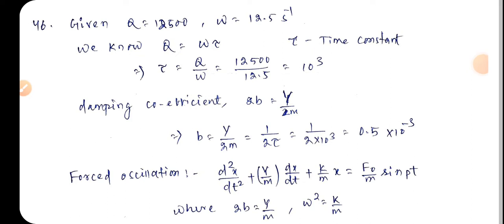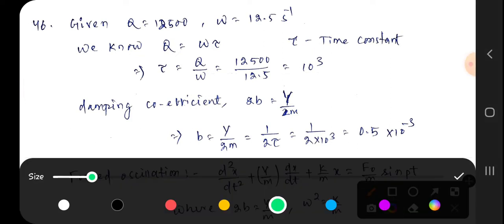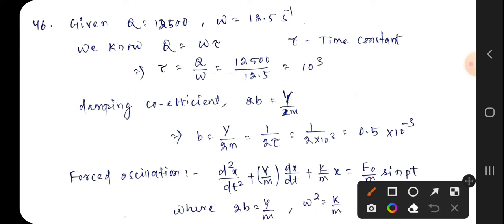So what is given here? The given conditions are the quality factor, and omega is called the angular frequency. We know that the quality factor Q equals omega times tau, where tau is called the time constant of a forced oscillator. So here tau equals Q by omega, and the value should be 10 to the power 3.